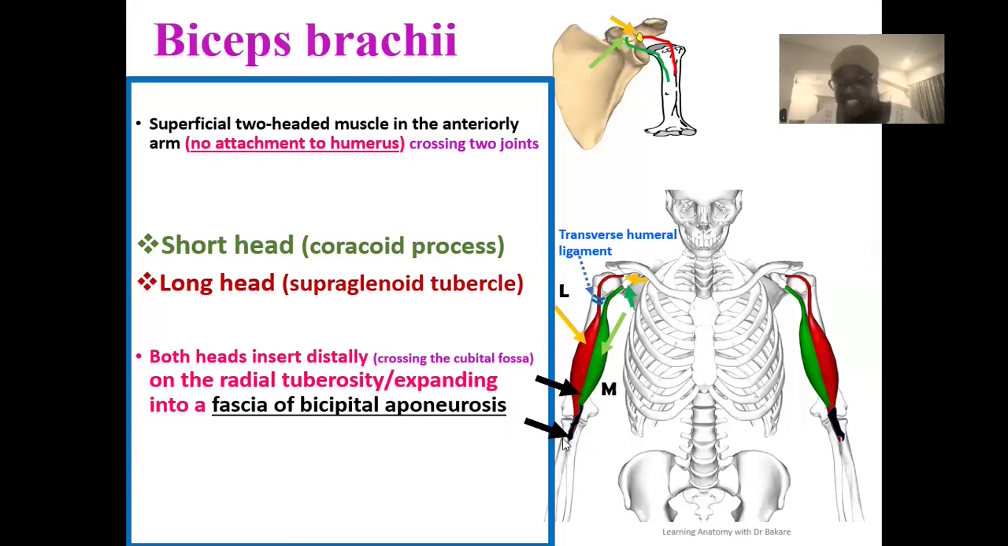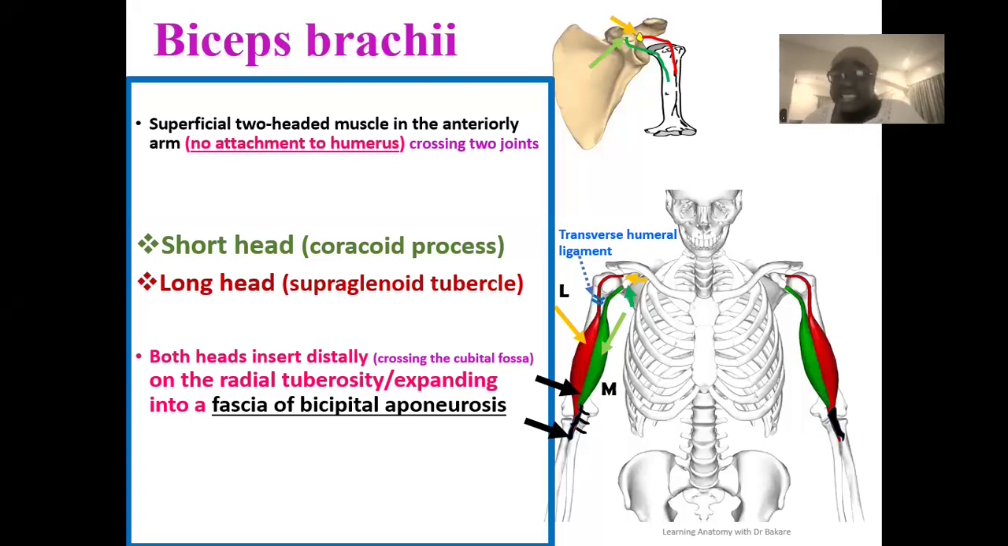This is where we have the radius at the lateral region, and this is where we have the ulna. So we have a tuberosity at the proximal region of the radius, and this is where the tendon of the biceps brachii muscle finally inserts. It is also important that around the medial region of this insertion point, the tendon of the biceps brachii muscle is seen to expand, and this is where it is transformed into the fascia of the bicipital aponeurosis. Don't forget that the bicipital aponeurosis is like a tent or a covering that is seen to form the roof of the cubital fossa.